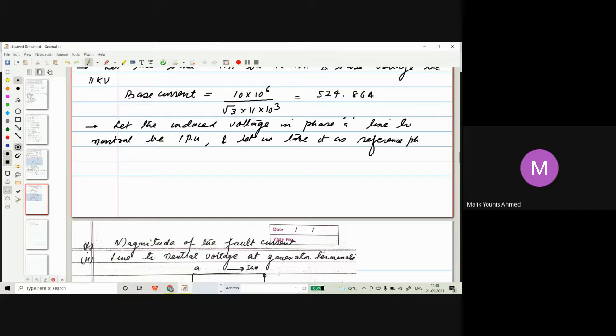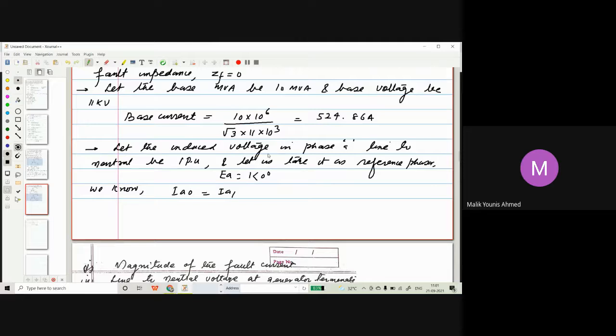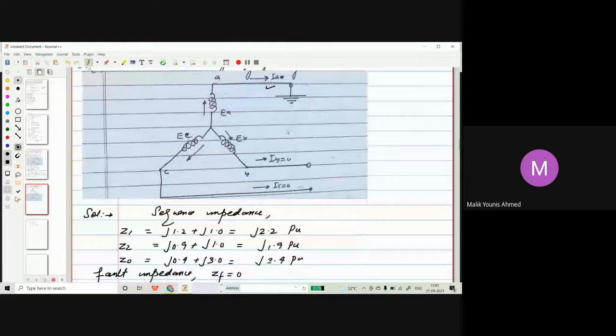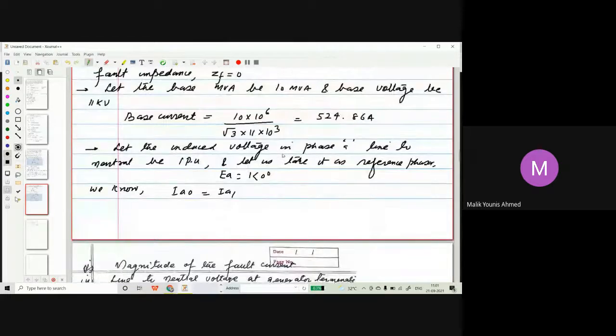Let's take it as a reference phasor. So we know that we can take EA as 1 at an angle of 0 in phase A. That means the phase voltage in phase A will be 1 at an angle of 0. We know IA0 is equal to IA1 is equal to IA2. What's the type of fault we have? This is a line to ground fault, so those are the same relations we'll be using. In a single line to ground fault, all the currents are the same.